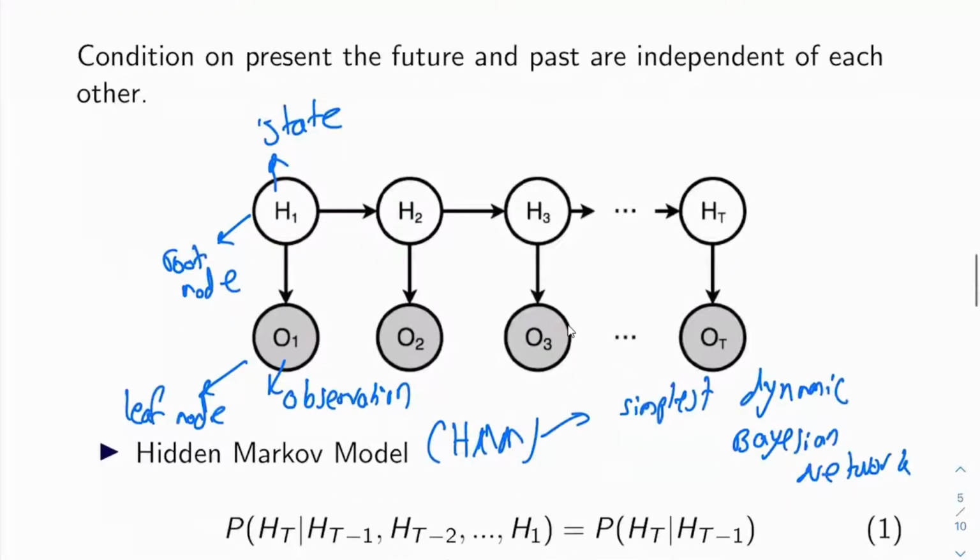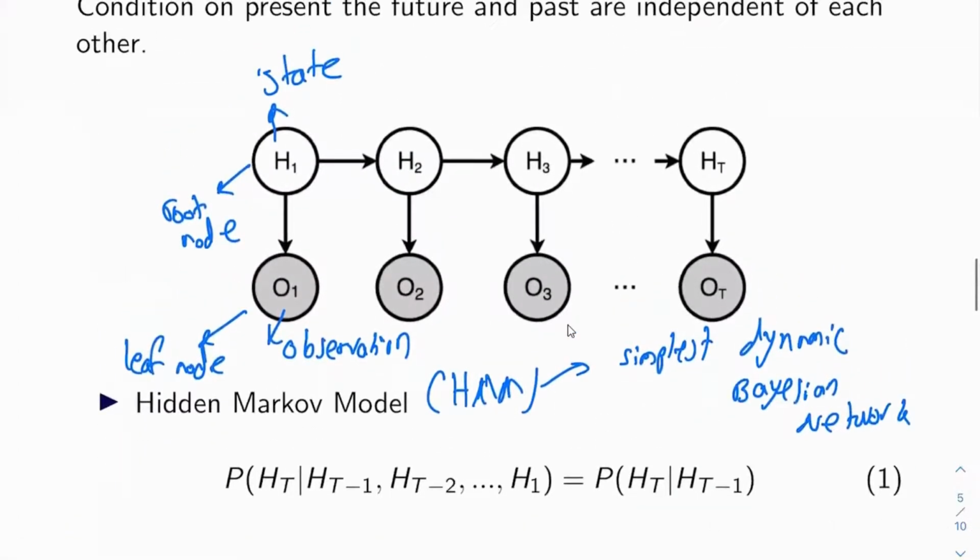Let's take a look at what this equation 1 says. It says probability of h of t, conditioned on all the past states, h of t minus 1, h of t minus 2, all the way to h1, is equal to probability of h of t conditioned on the most recent one. That's what the Markov assumption is, right?